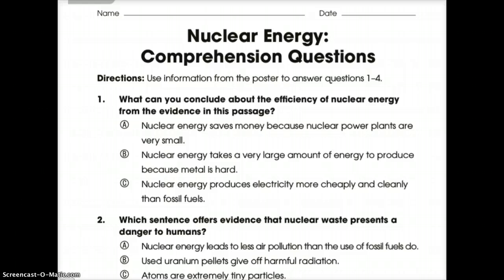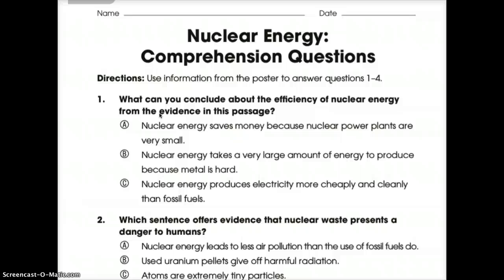Now, hopefully, if you looked at this word right here, conclude, you know that this question is asking us to draw a conclusion. How do we know that? Well, it says conclude, and then it asks for evidence, which is very important. To draw a conclusion, I will have to find several pieces of evidence in the passage that point to one particular meaning, and I will have to think about what I already know about the topic. Let me read the question again to be sure this is what I must do. What can you conclude about the efficiency of nuclear energy from the evidence in this passage?